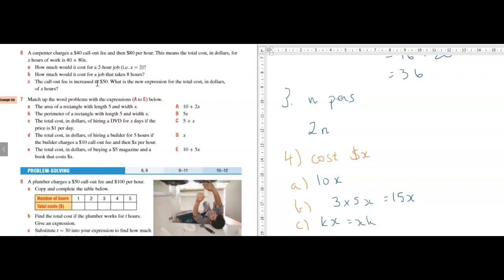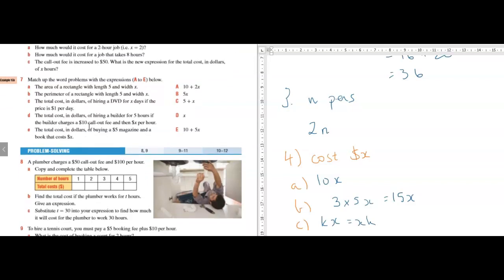How much would it cost for a job that takes 8 hours? So you're substituting X equals 8. The call-out fee is increased to $50. What is the new expression of the total cost in dollars of X hours? So the $40 just changes to $50. So it's going to be 50 plus 80X.